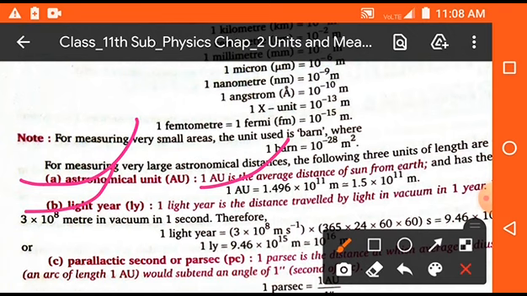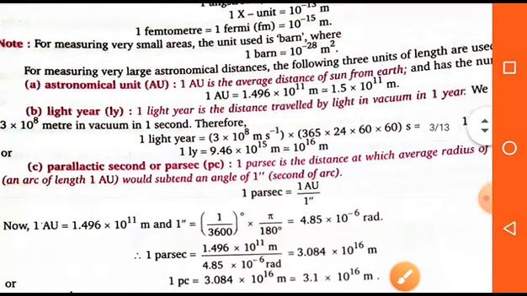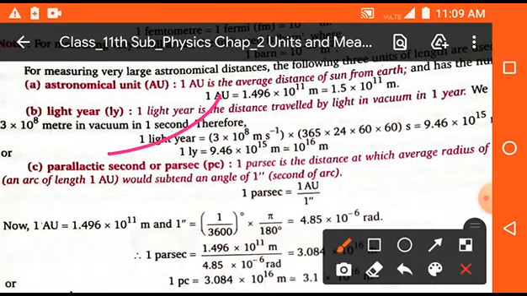In the same way, light year. 1 light year is the distance traveled by light in vacuum in 1 year, and its value is 3 into 10 to the power 8 into 365 into 24 into 60 into 60, and we get 1 light year is equal to 9.46 into 10 to the power 15, approximately 10 to the power 16 meter. So it is a higher unit of distance.